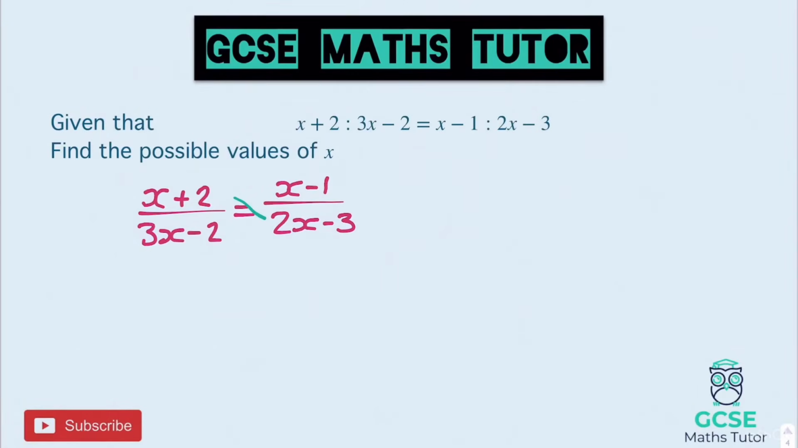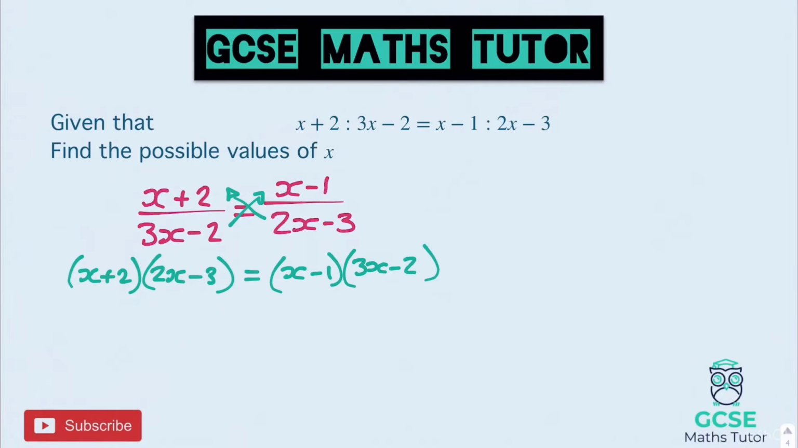So we'll times our denominators up here, and we get x plus 2, 2x minus 3. And on the other side, that's equal to x minus 1 and 3x minus 2. There we go. So let's expand that. On the left here, we get 2x squared. We've got minus 3x plus 4x, that's plus 1x. And then 2 times -3 gives us -6.